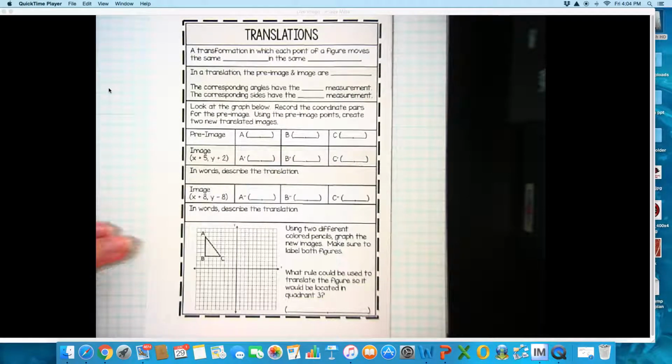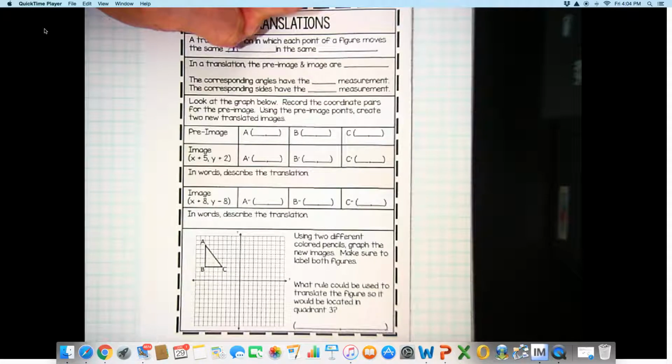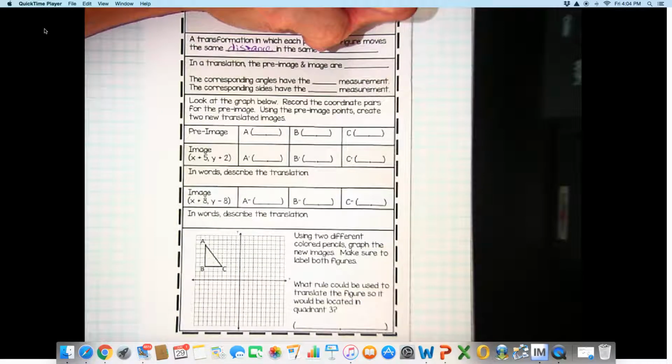All right, today we're going to talk about translations. This is the first of our transformations that we're going to talk about in this unit. So translations. A translation is a transformation in which each point of the figure moves the same distance in the same direction.